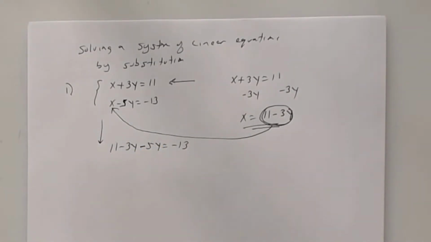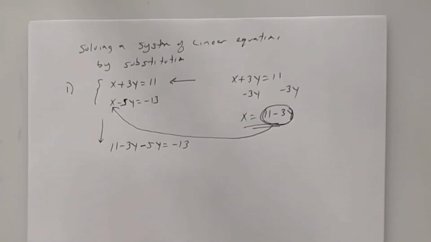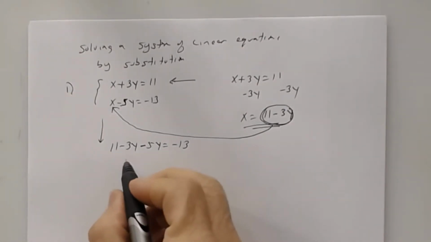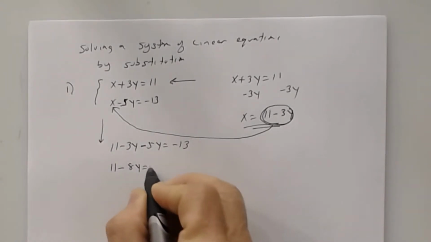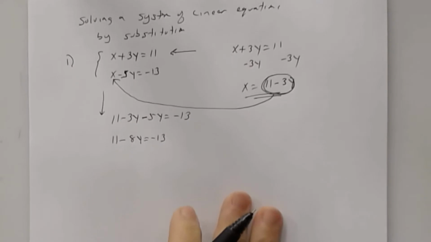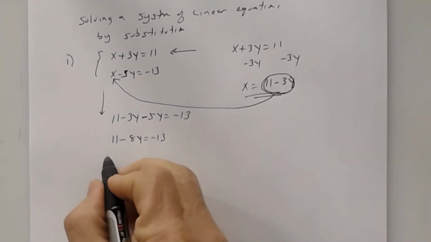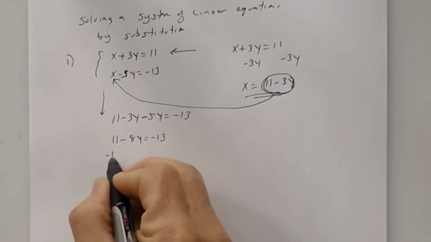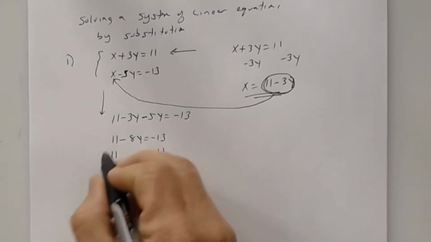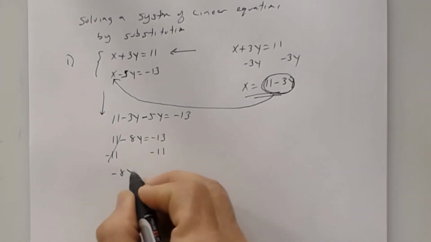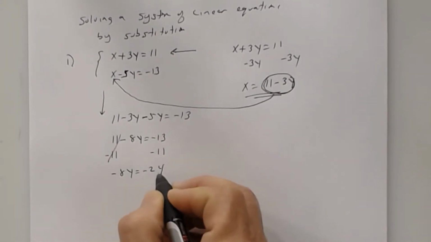Now notice I end up with an equation with how many variables? One. You did that the first week. How do you solve for y? Combine like terms. So I get 11 minus 8y equal negative 13. What's the next step? Subtract 11. So I get negative 8y equal negative 24.